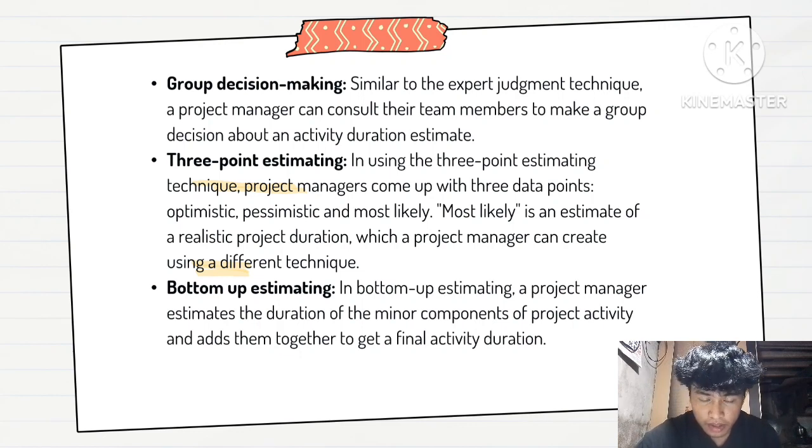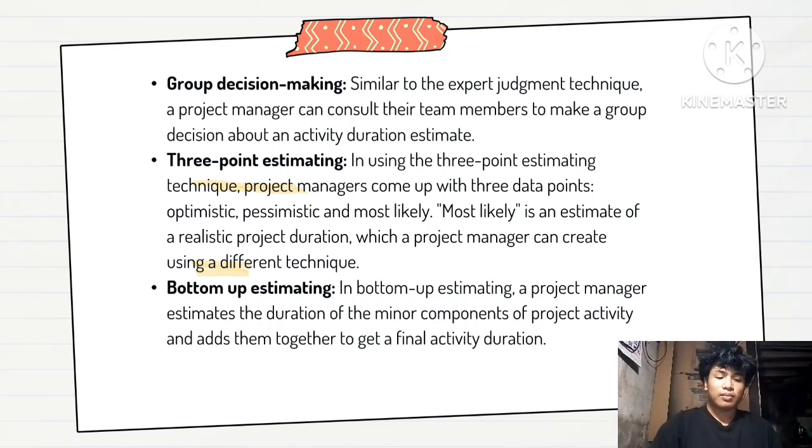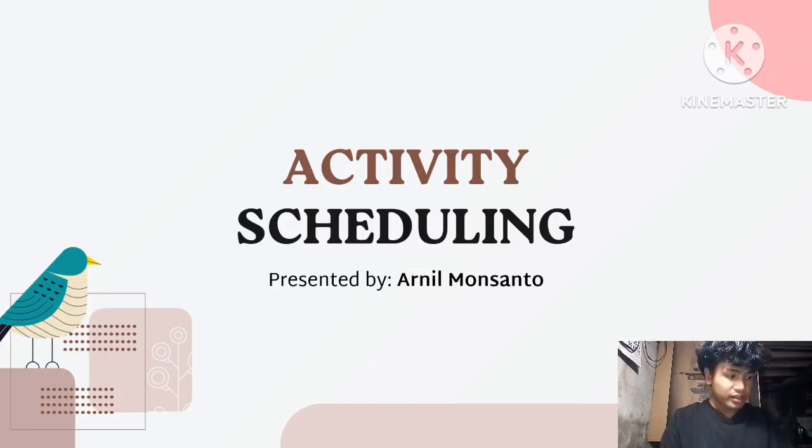Bottom-up estimating. In bottom-up estimating, a project manager estimates the duration of the minor components of a project activity and adds them together to get the final activity duration.